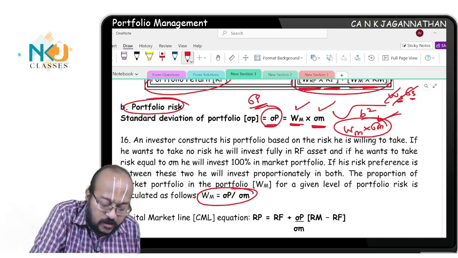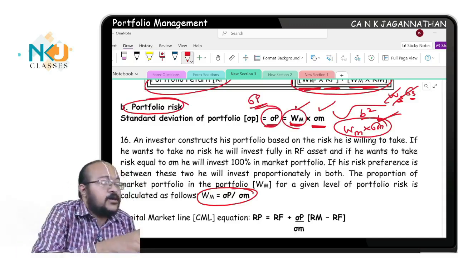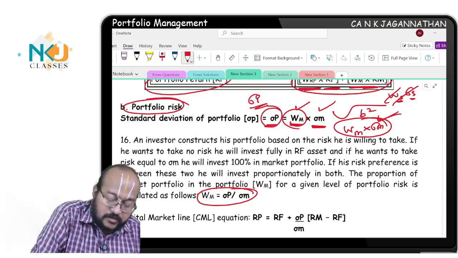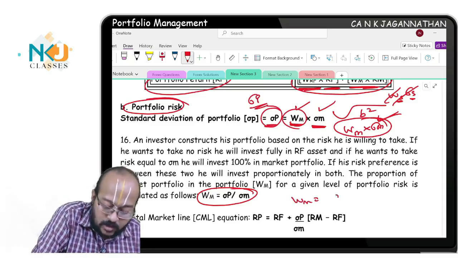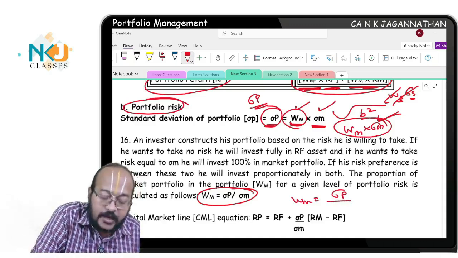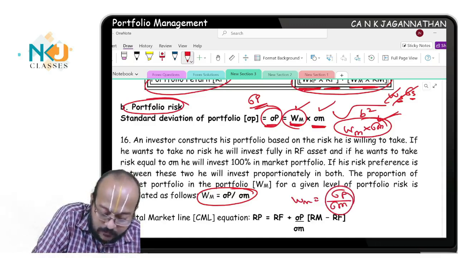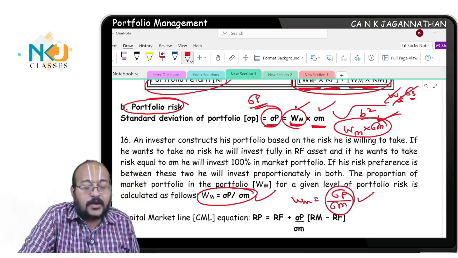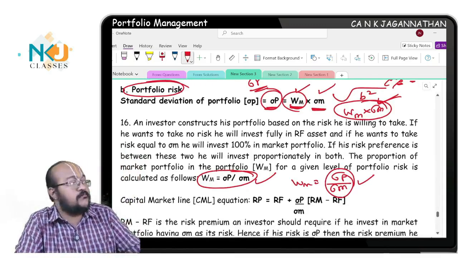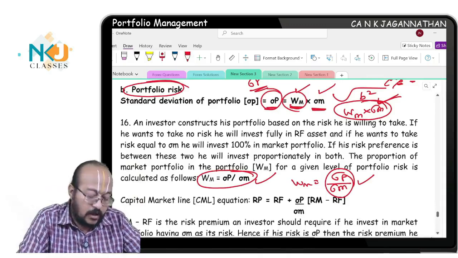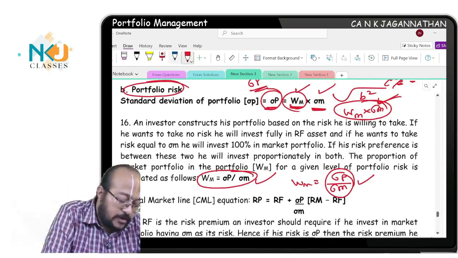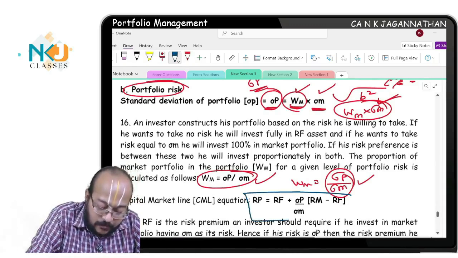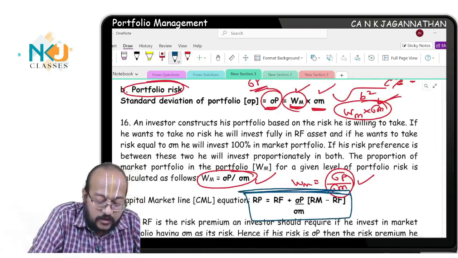How do you find how much of your money you have to invest in the market? Very simple. Weight of market is nothing but portfolio risk, sigma P, divided by sigma M. This will give you how much of my money should be invested in the market. Now, very, very important, the capital market line equation, we need to learn now.